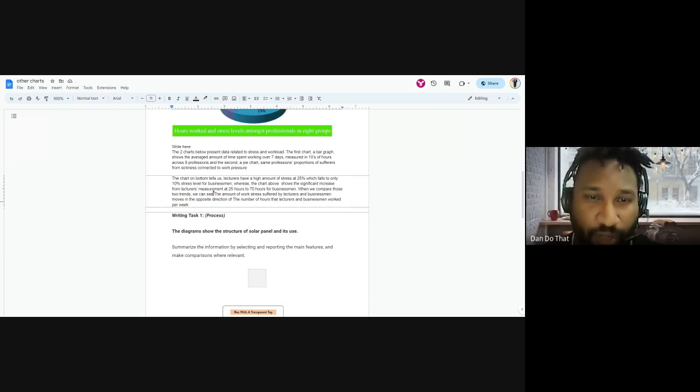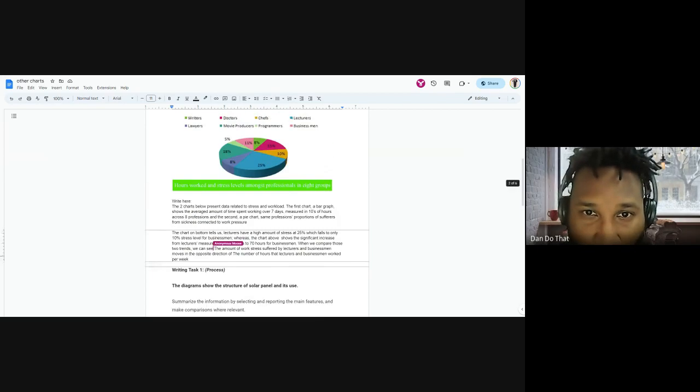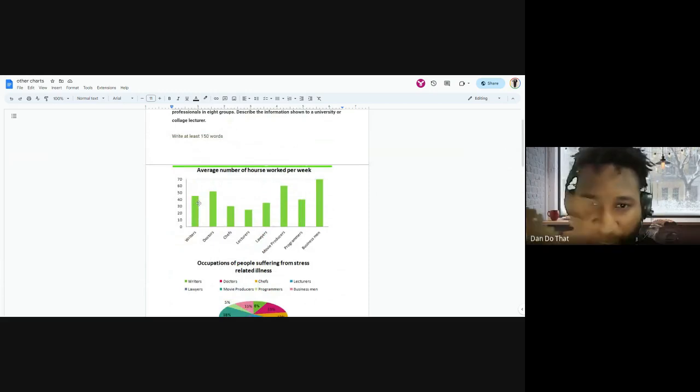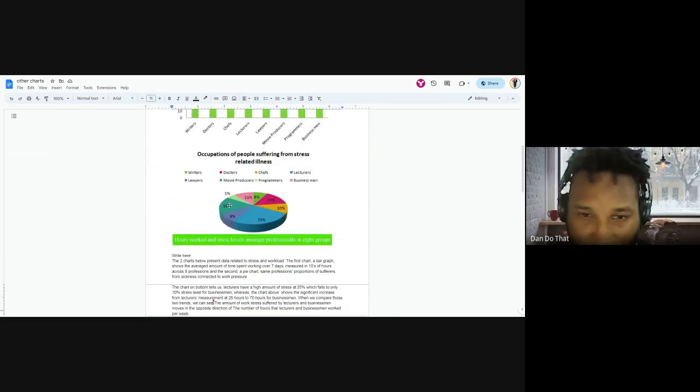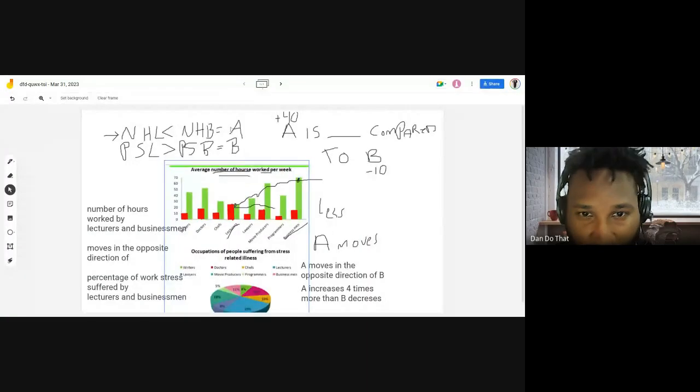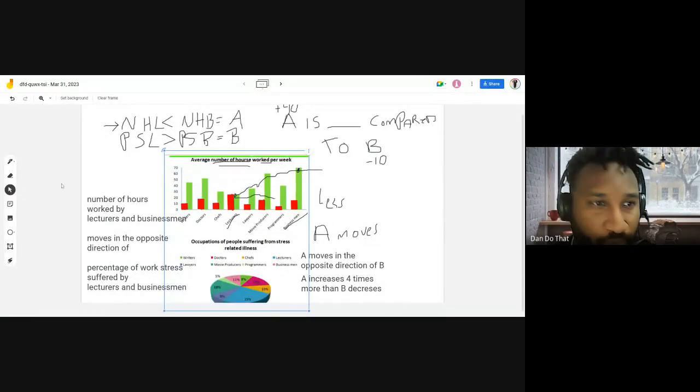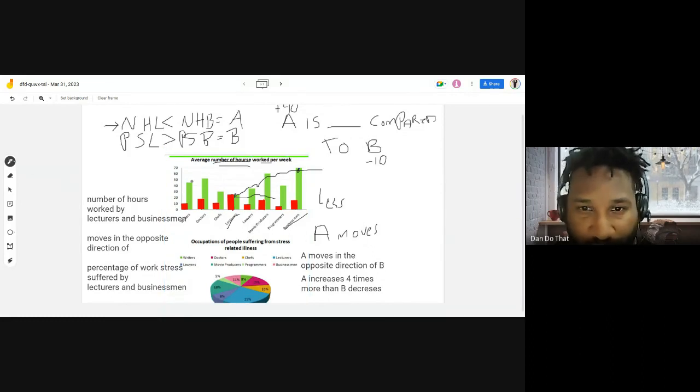All right, so now we do our conclusion. And for our conclusion, we just take one big trend that covers the whole chart. All right, these are the three trends we talk about. Let me share this tab. So we're going to find one trend that covers the whole chart.